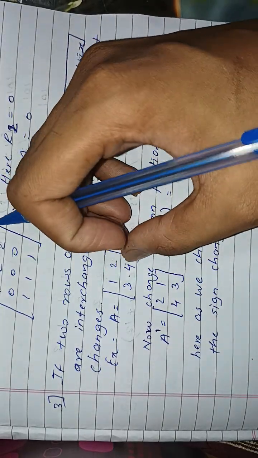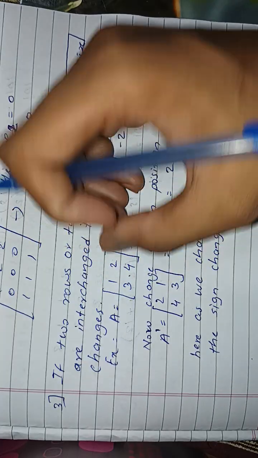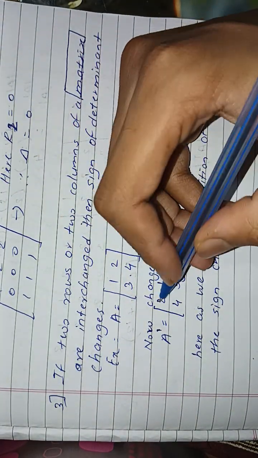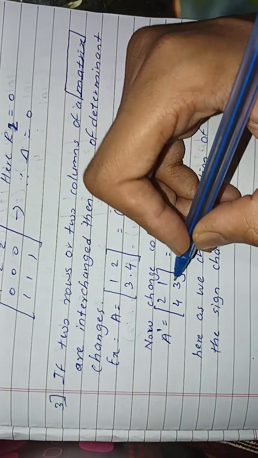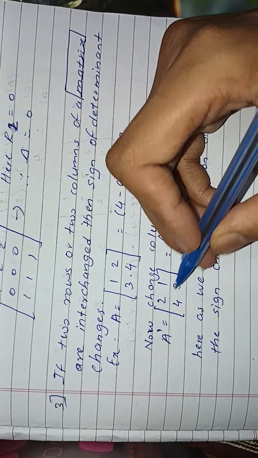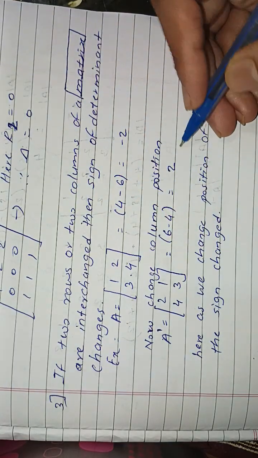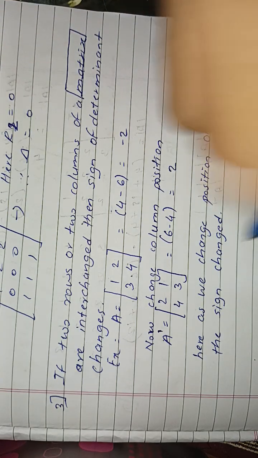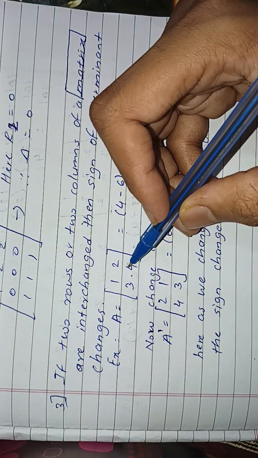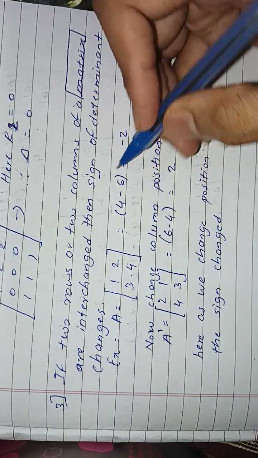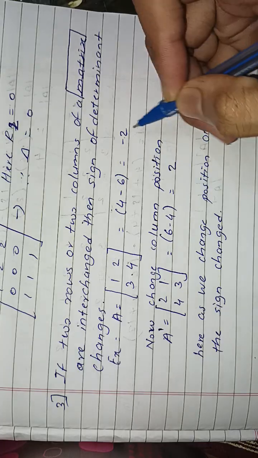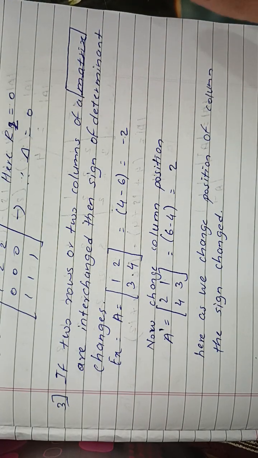So the determinant of this will be 4 minus 6, which is minus 2. So now here I interchange the columns. I write 1 3 here, 2 4 here. So 6 minus 4 is 2. So there is only a sign difference. Also if you change the rows, it is the same logic, only there will be a difference in sign, the value will be the same.